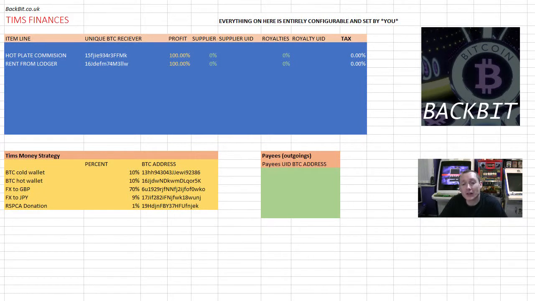Here I am from a spreadsheet, here to talk about BackBit. This is how I envisage the final product to look, sort of. It's a spreadsheet, database, call it what you will. This is pretty simple. This is how I envisage Tim's finances.